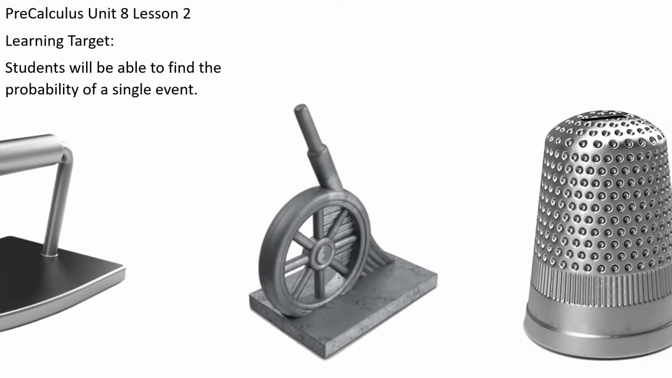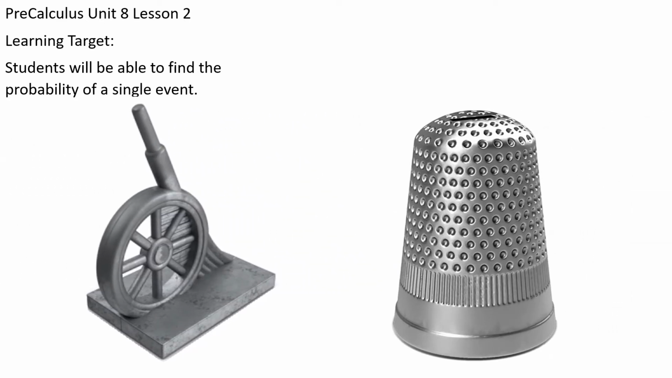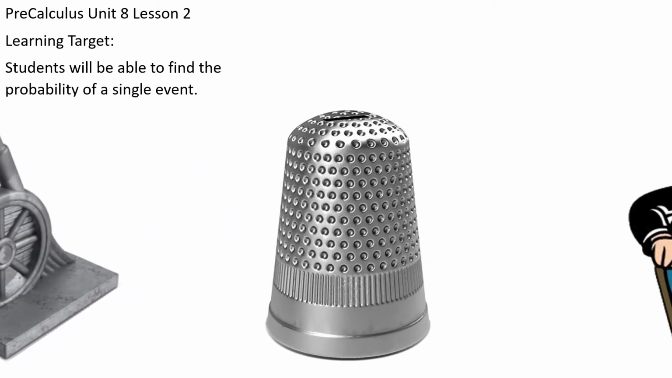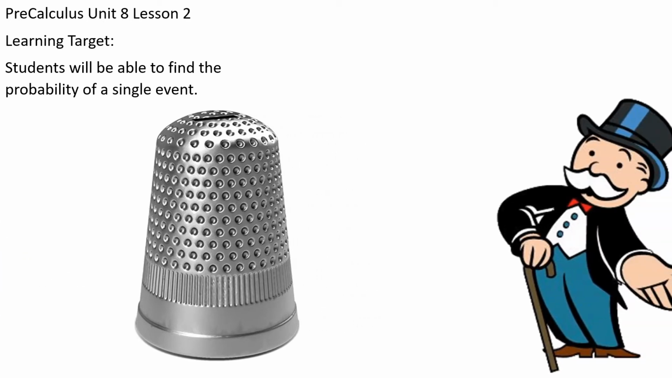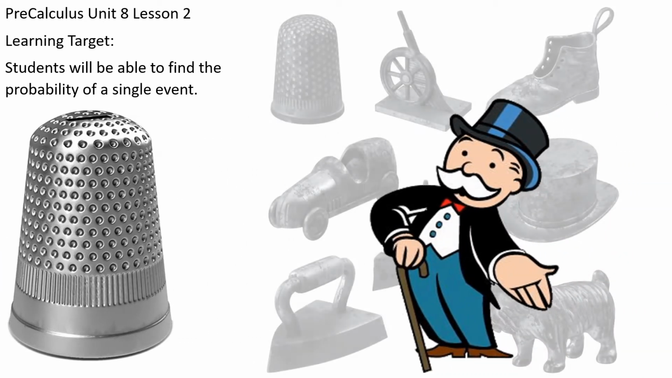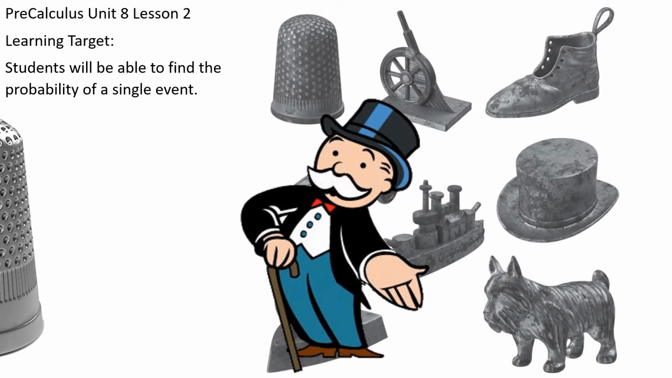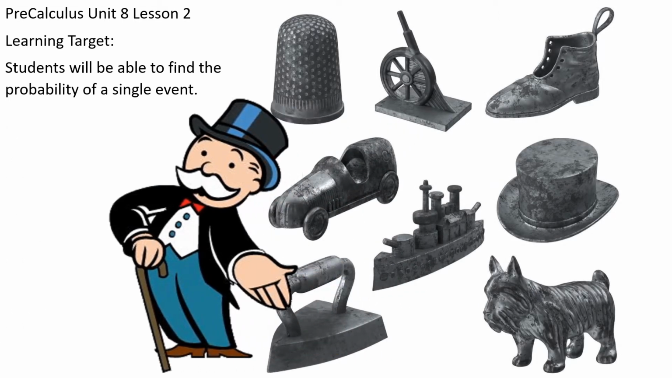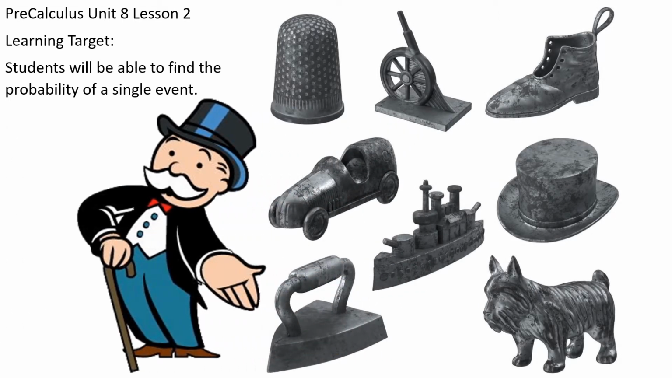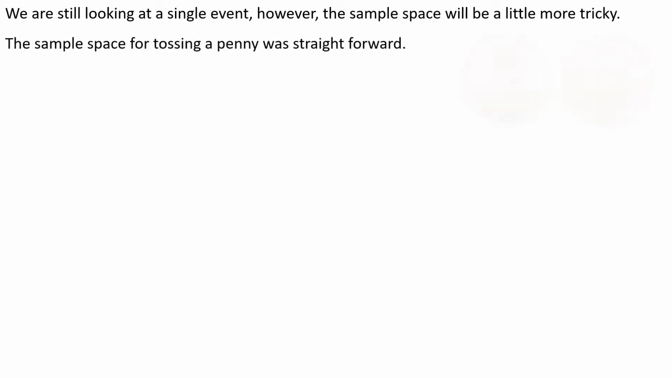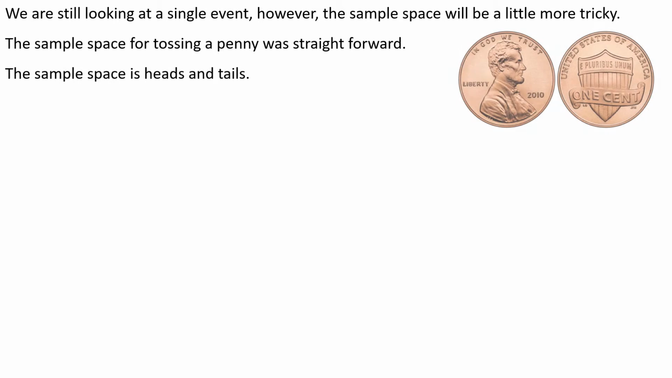So we're going to be looking at the probability of a single event, which is what we did in the first lesson. But we're going to see that this single event is a little more complicated to figure out. And those are the classic Monopoly pieces. Again, I grew up in the board game era where that was our fun to do with friends and family. So we're still looking at a single event, but the sample space is a little more tricky.